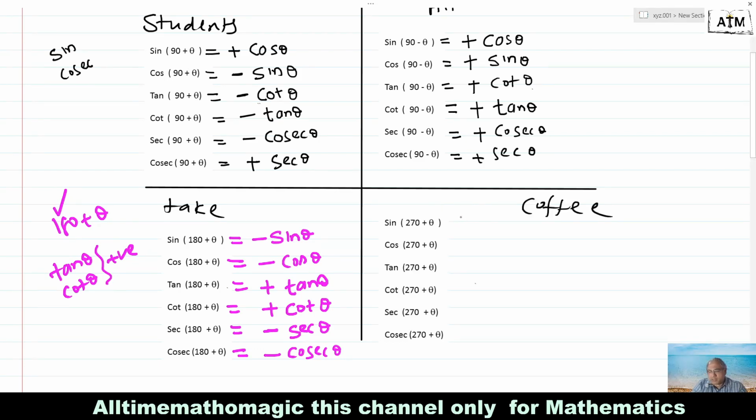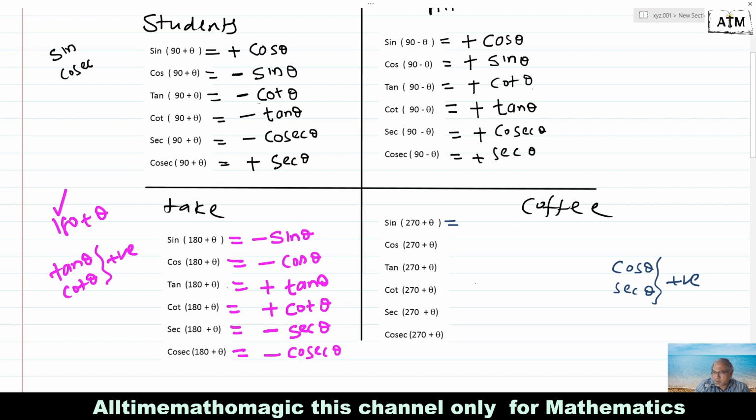Now, sin 270 plus theta. How will you handle it? We'll get the result. You have to see what the angle is here. Here the angle is 270. For 270, conversion takes place. And in the fourth quadrant, cos theta and sec theta are the only positive ones. The remaining are negative. So for 270, the allied conversion is allowed. Therefore, sin 270 plus theta. So allied conversion is allowed.